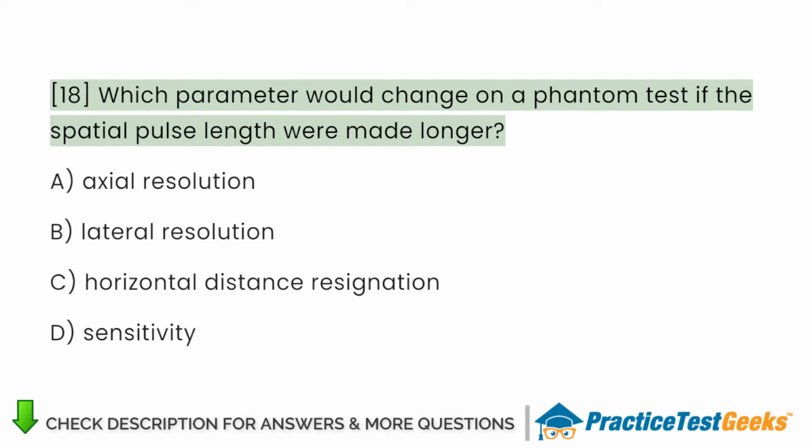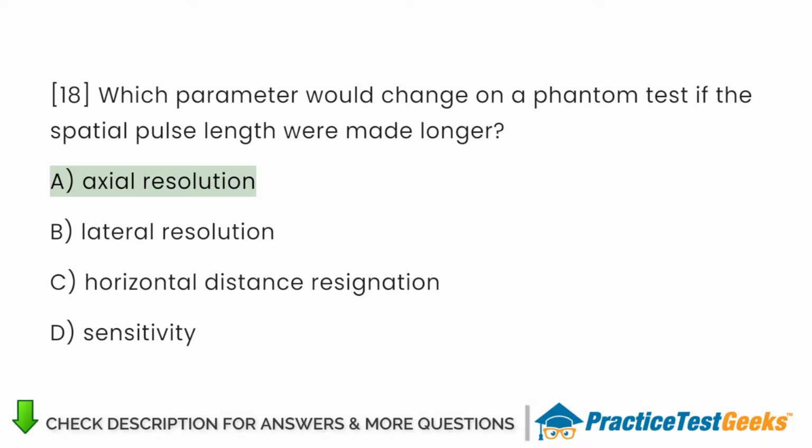Which parameter would change on a phantom test if the spatial pulse length were made longer? A. Axial resolution. B. Lateral resolution. C. Horizontal distance registration. D. Sensitivity.